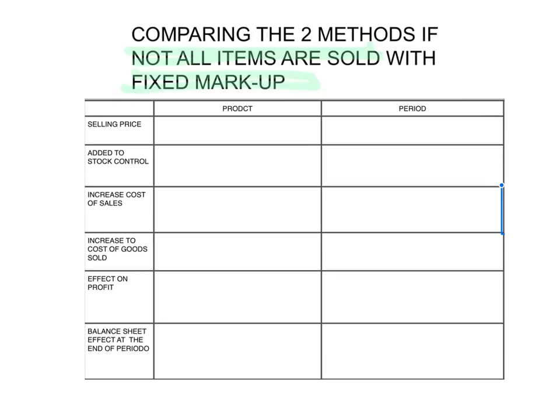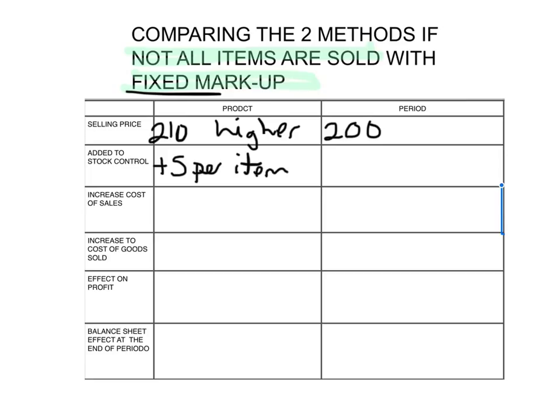Okay, so first let's deal with selling price. As you saw from the example before, the selling price using the product cost method was $210. Period cost method, it was only $200. So you can end up with a higher selling price using the product cost method because of this fixed markup. In terms of stock control, we know that the value of stock went up by $5 per item. In period cost, there's no change to it, so it stays at $100.